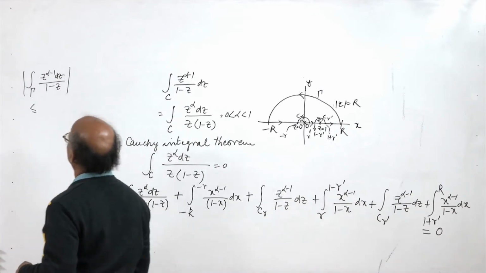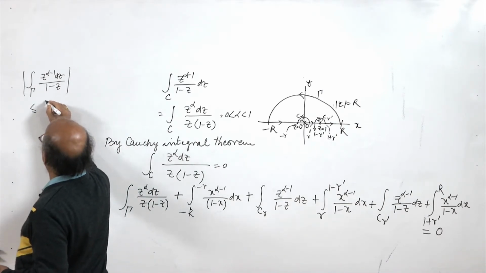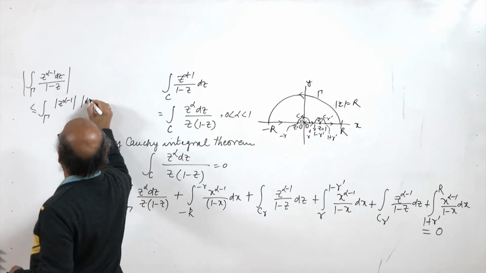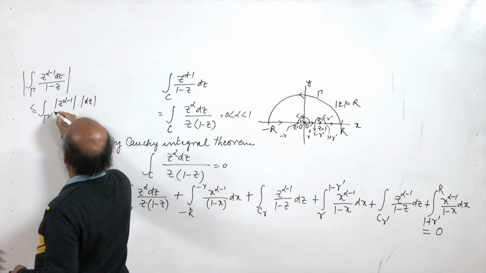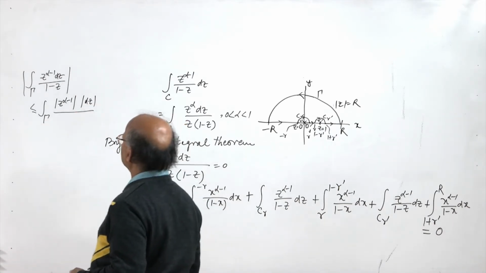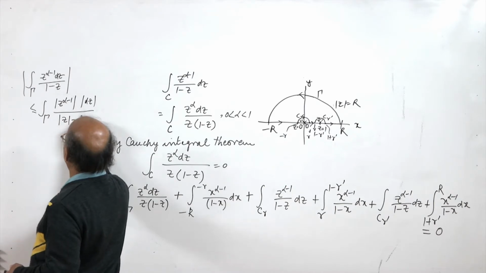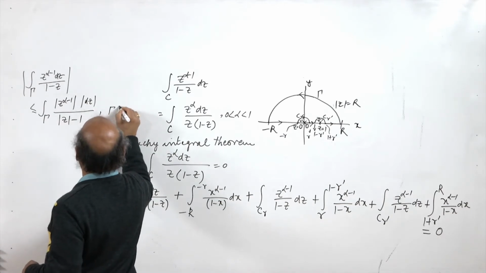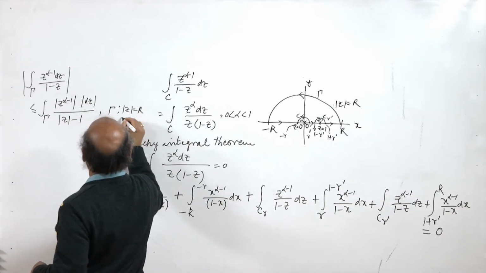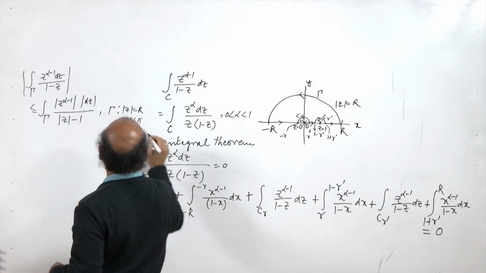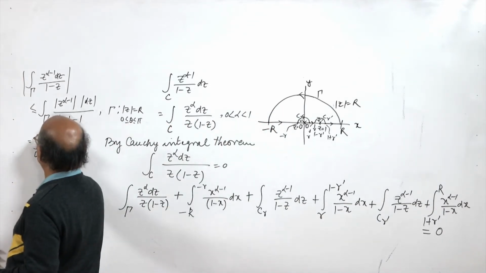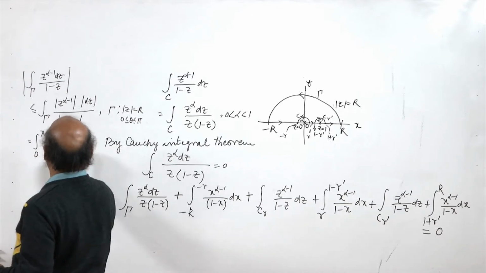This is less than or equal to integral over gamma mod of z to the power alpha minus 1, then mod of dz, and mod of 1 minus z. Mod of 1 minus z is greater than or equal to mod of z minus 1. So, we have mod of z minus 1 here. Along gamma, mod z is equal to r, and 0 is less than or equal to theta, less than or equal to pi, because we are taking the semicircle. So, this is equal to integral 0 to pi, and we have here r minus 1.